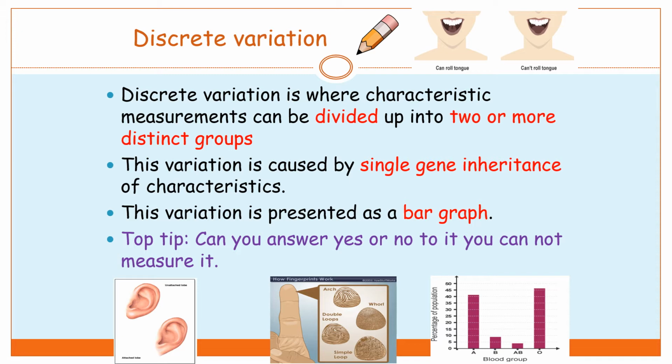And a top tip, if you can answer yes or no to it, then it's discrete variation and you cannot measure it. So for example, you have fingerprints or discrete variation, earlobe attachments, tongue rolling ability, and blood groups. So you either have it or you don't have it. There's not an in-between value. You need to learn the definition of discrete variation and you need to know all of this slide, so make sure that you learn all of this part of the video.